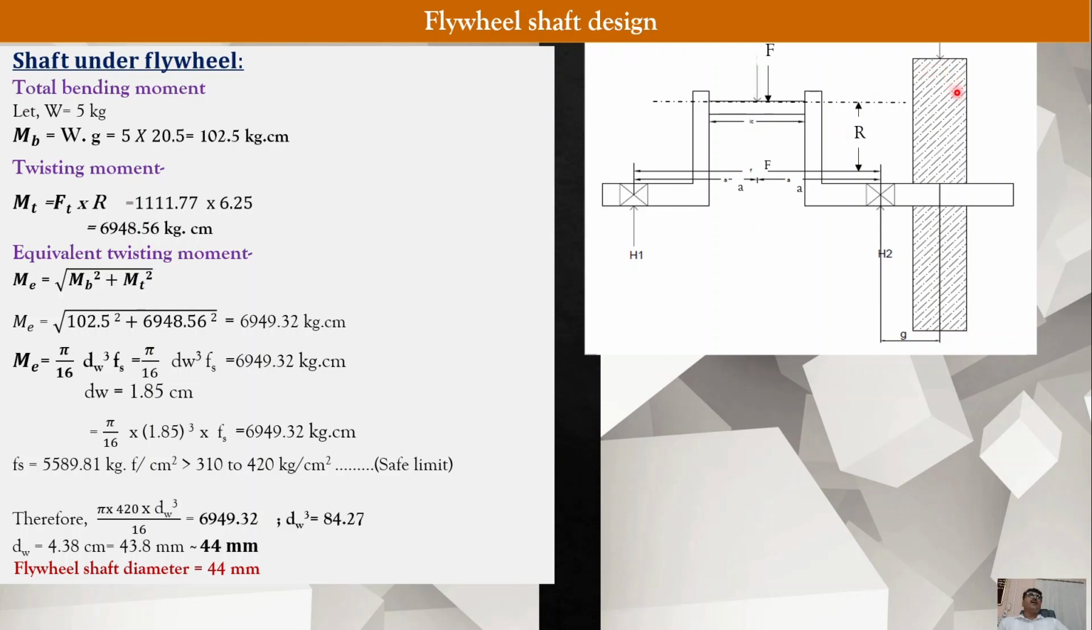Here the twisting moment acting on the flywheel shaft will be calculated by Ft into R. So what is Ft? Ft is the tangential component of force Q. Q is the force acting on the connecting rod. So this tangential component is the component of force Q which is causing the crankshaft to rotate. So Ft into crank radius, this MT is 6948.56 kg centimeter. Substituting the value of MB and MT, bending moment and twisting moment, this is the equivalent twisting moment using the same formula. Equivalent twisting moment is 6949.32 kg centimeter.